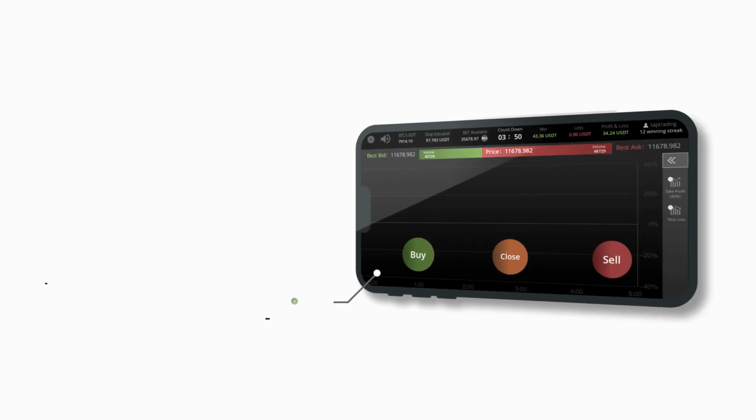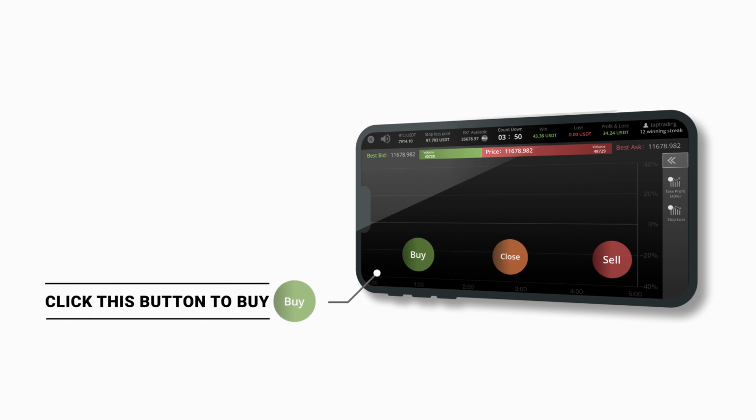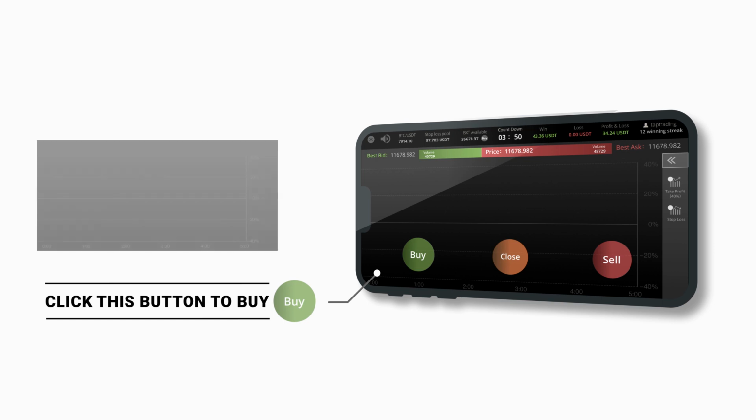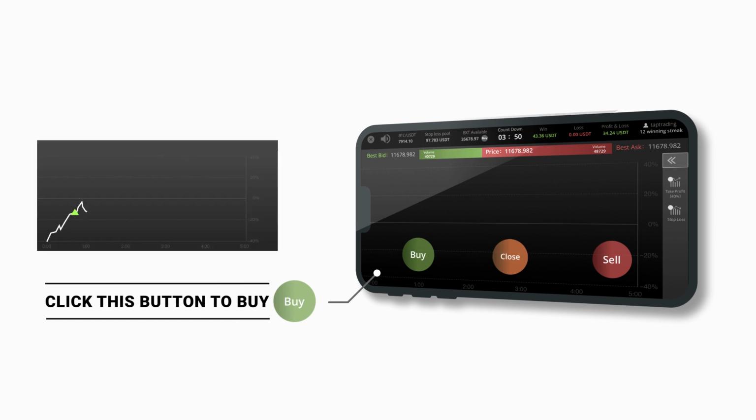This is the buy button. If you think that the price of BTC will go up, click this button to buy. When you think the price has peaked, or whenever you'd like to sell, you can sell it by pressing sell. Your profits are immediate.